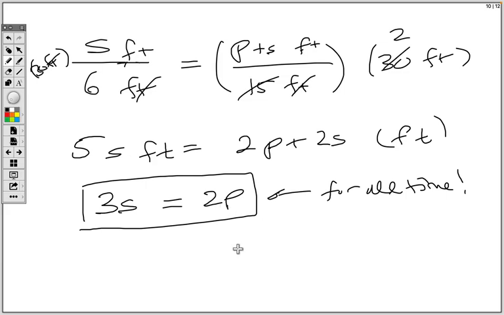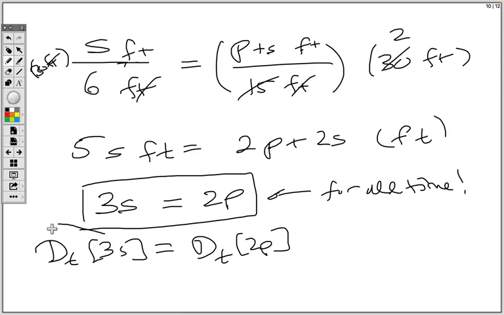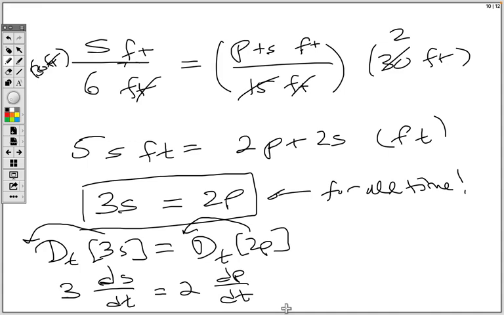Now I'm going to relate the rates by taking the derivative of both sides with respect to time. And we've got constant multiple rules. 3 times the derivative of S with respect to t, which we'll write as dS/dt, equals 2 times the derivative of P with respect to t, dP/dt. And so this is our related rate equation. Now notice this is true for all time. And notice that there's no dependence here on S or P. I mean, so the rates are just always going to be this way.